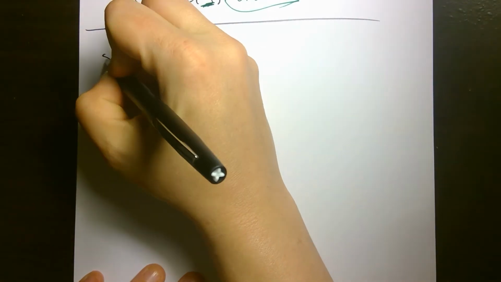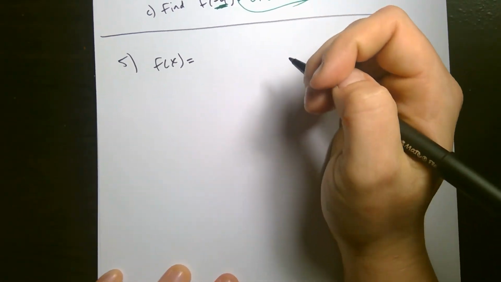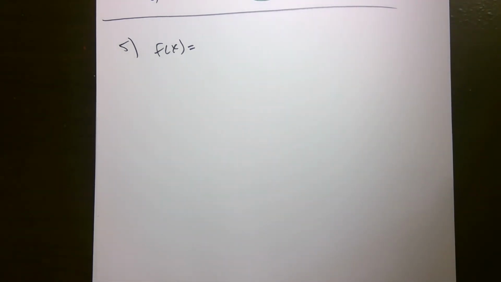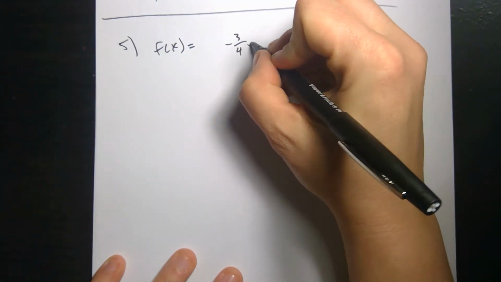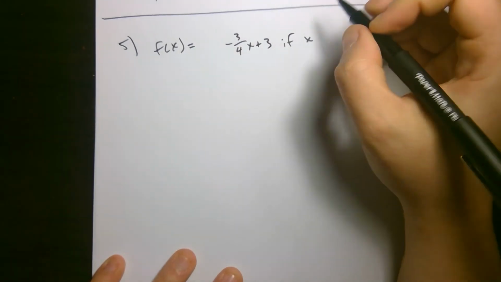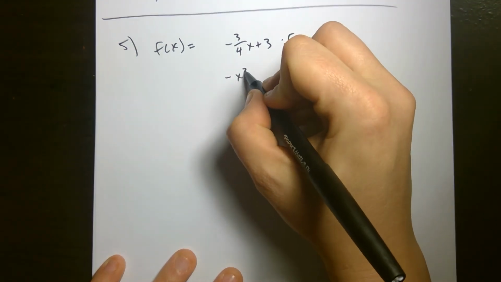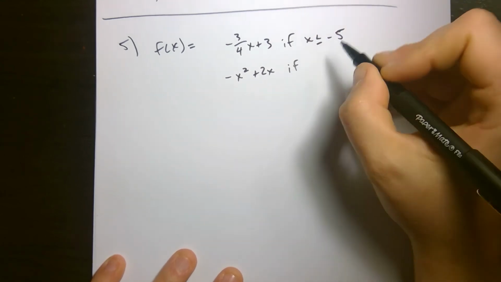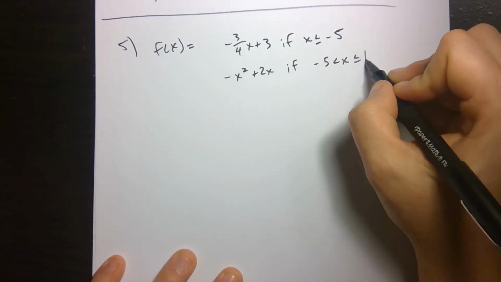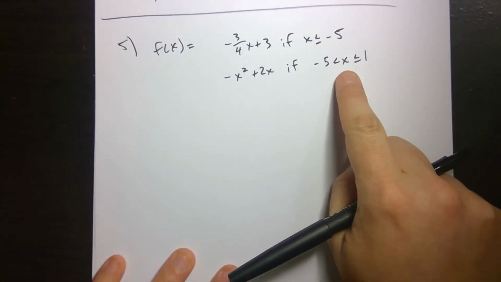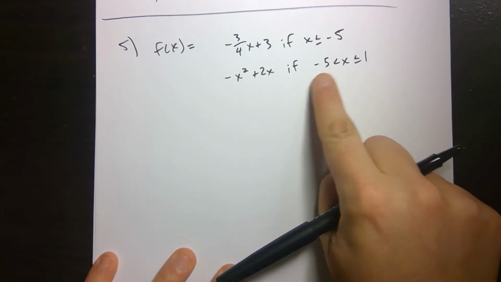All right, the last problem for this section, number 5. It's very similar to what we've just done, except in this case, I'm going to have 3 different functions and 3 different domains. So my first function is -3/4 x plus 3 if x is less than or equal to -5. The second function is -x² plus 2x if, now this is that weird one that we had a hard time reading, so let me write it down and then I will read it to you. So this is going to say if x is greater than -5 and x is less than or equal to 1. So we're looking for numbers between these two.